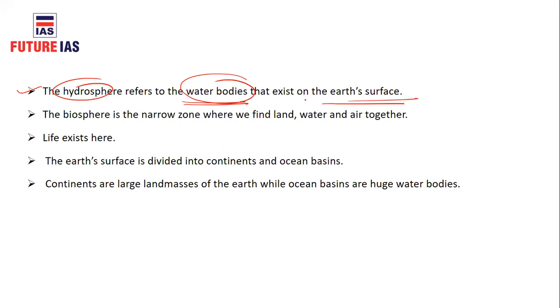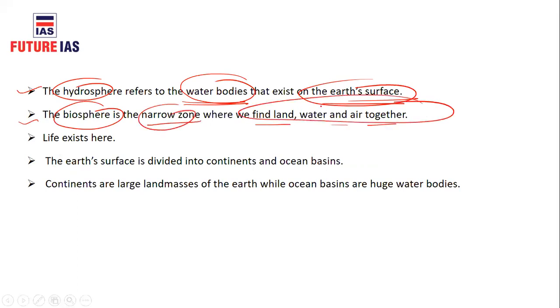And this also lies on the earth's surface. The biosphere is the narrow zone where land, water, and air come together, and there all forms of life are found. So life exists there. And the earth's surface can be divided into two: the continents and the ocean basins.